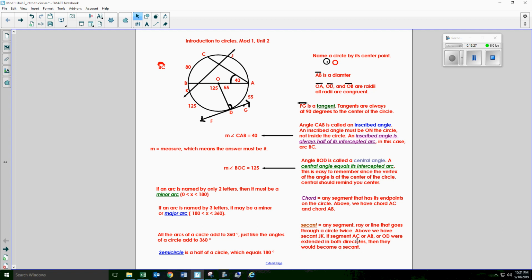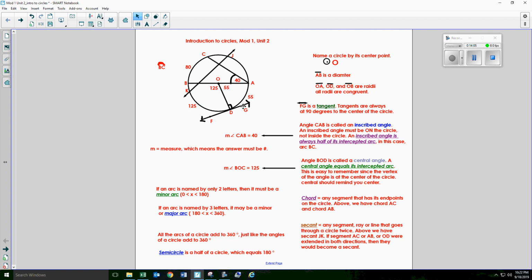And as it says here, if I extended segment AC in both directions, so made a line, that'd be a secant. If I extended OD in both directions, that would be a secant. Or if I extended AB in both directions, it would be a secant. Okay, it has to start on the outside somewhere. It has to have points on the outside, come in through and hit at least one other point on the circle. It can stop there, but it can also keep going. It's called a secant.